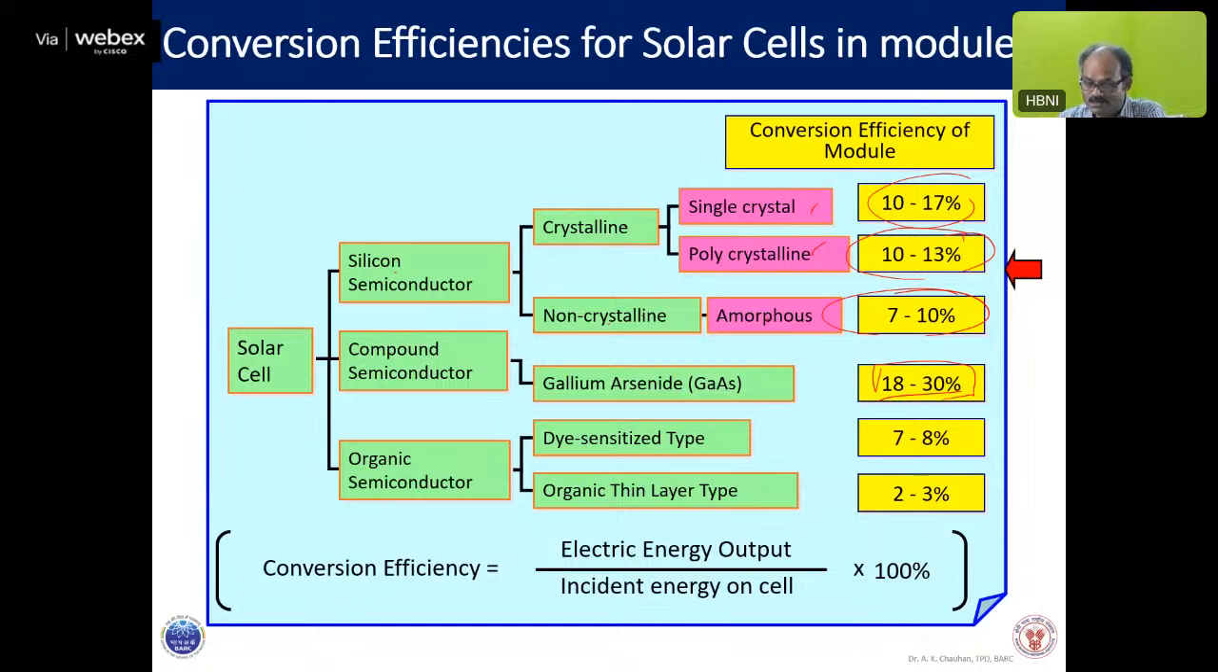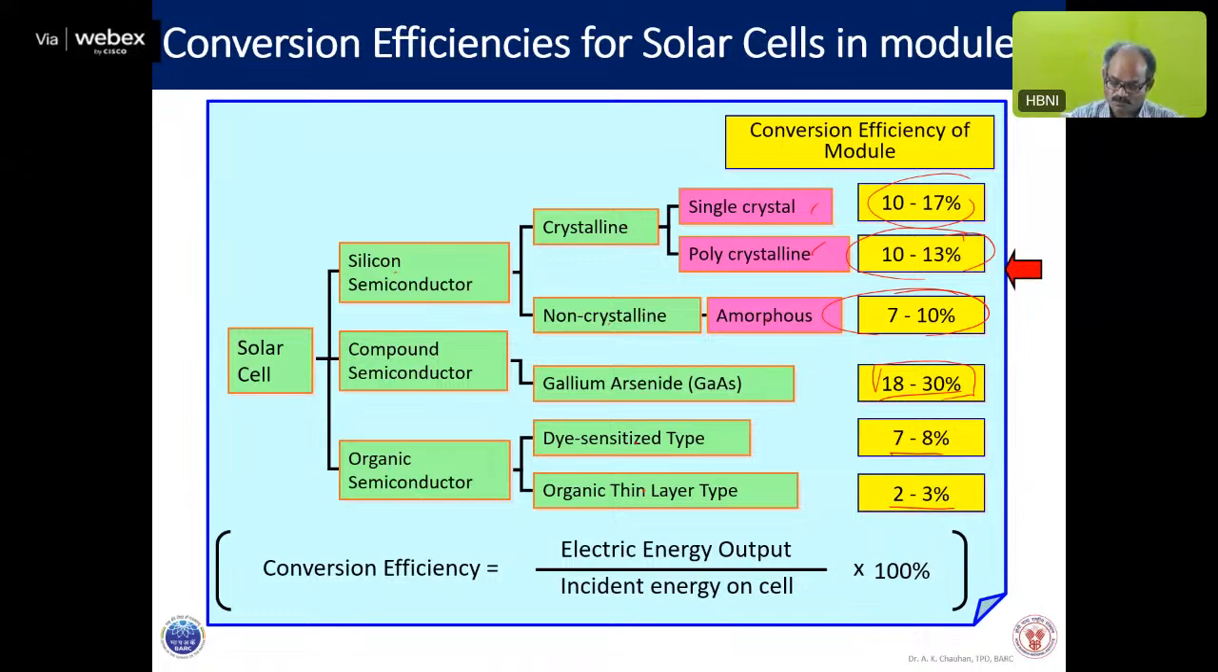We don't use gallium arsenide for domestic purposes. First, it is expensive. Next, arsenic is toxic, and we will see, maybe the day after tomorrow in class, that making crystals of gallium arsenide is also very, very difficult. Then for organic semiconductors, DSSC and organic layers, only some devices are available in the market, and these are typically 7 to 8% and 2 to 3%.